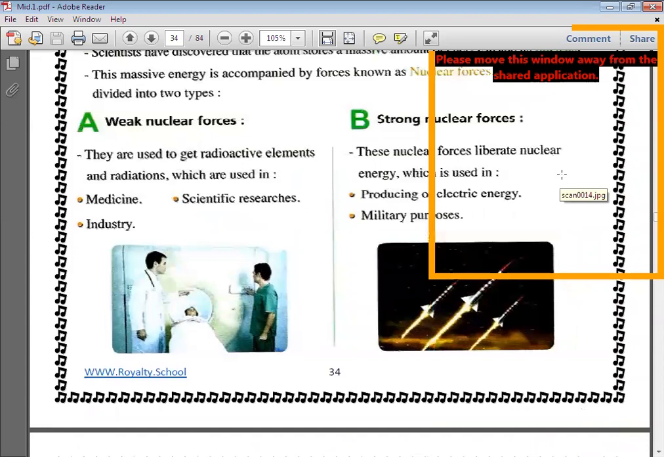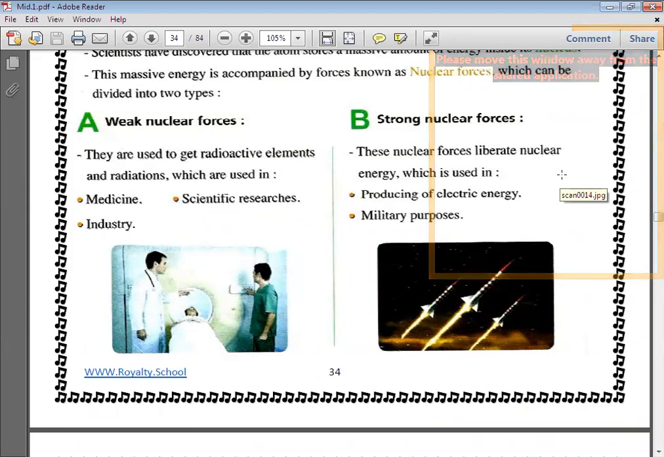And these strong nuclear forces generate a large amount of nuclear energy used in producing electricity. Egypt is seeking to use this nuclear energy to produce electricity, beside the other ways of producing electricity.